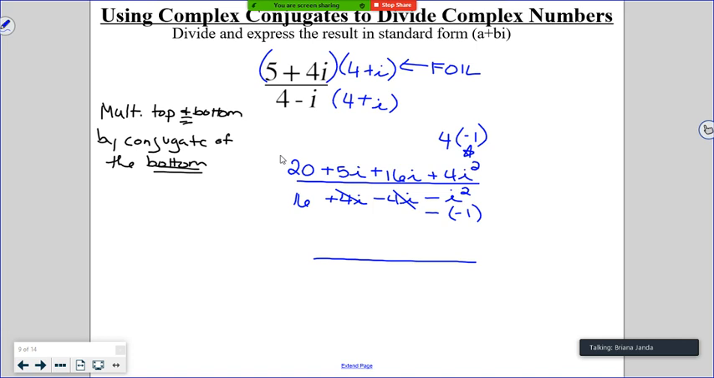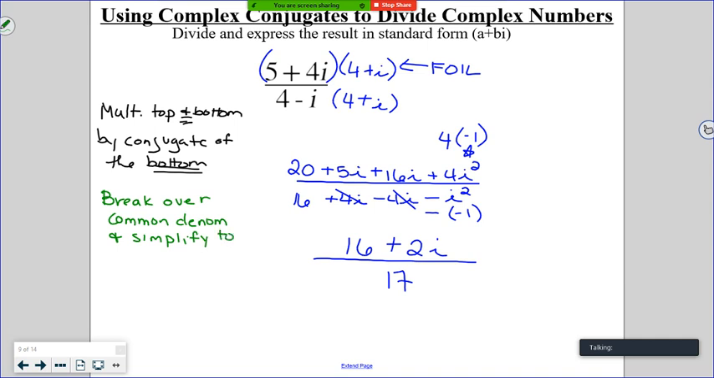So 20 minus 4 would be where I'm getting this 16 from. 5i plus 16i is 21i. And then 16 plus 1 is 17. Okay, then the cleanup process, we will break over the common denominator and simplify to get our format a plus bi.